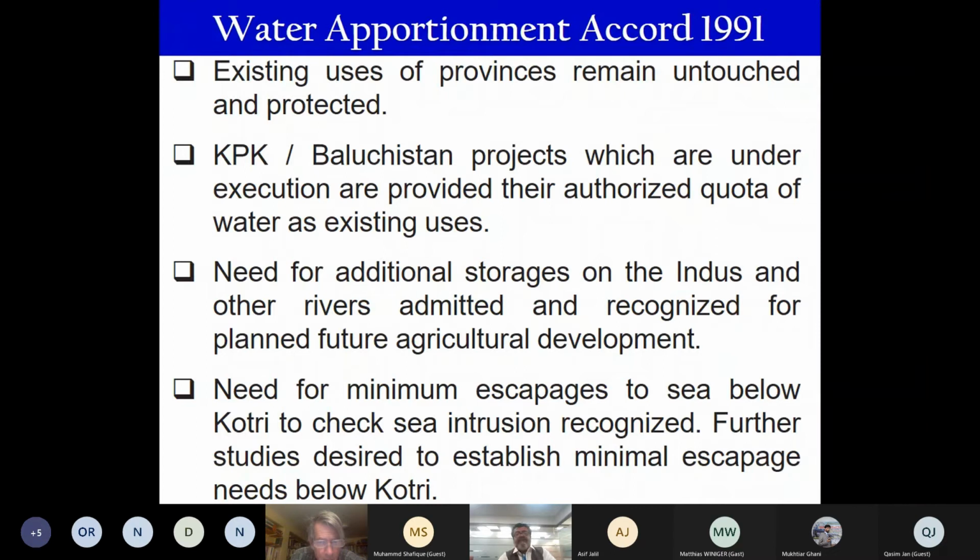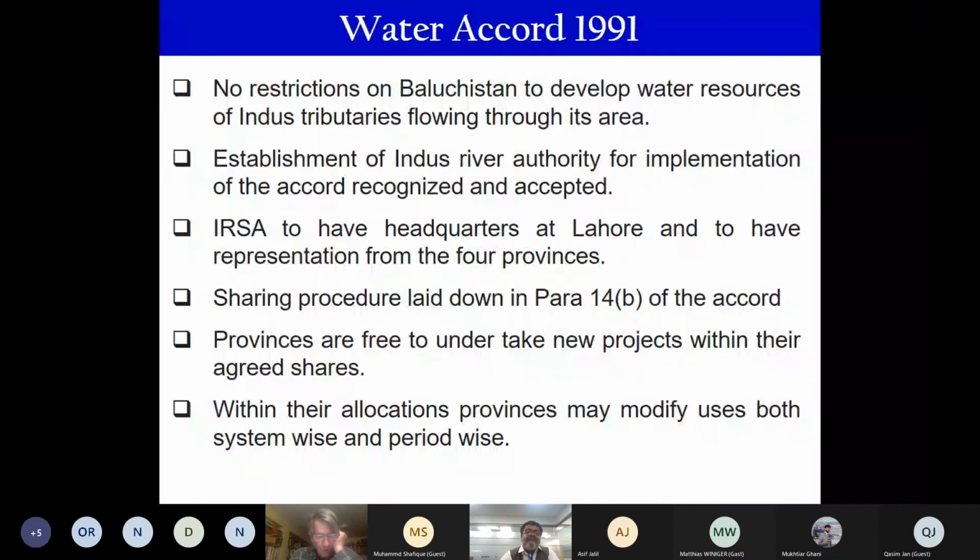KPK and Balochistan projects which are under execution are provided their authorized quota of water as the existing uses. The need for additional storage on the Indus and other rivers is admitted and recognized for planned future agriculture development. The need for minimum escapages to the sea downstream of Kotri to check sea intrusion is recognized, and future studies are desired to establish minimal escapages below Kotri. There is no restriction on Balochistan to develop water resources of Indus tributaries flowing through its area.